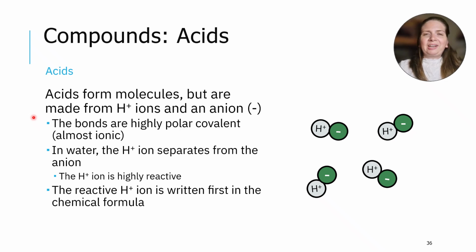Acids are a special category of compound. Although acids exist as molecules, they are made out of hydrogen plus ions combined with an anion. The bond between hydrogen and the anion is highly polar covalent. When acids dissolve in water, the H+ ions separate from the anions. Because H+ ions are highly reactive, acids are given their own category, and hydrogen is always written first in the chemical formula for an acid.